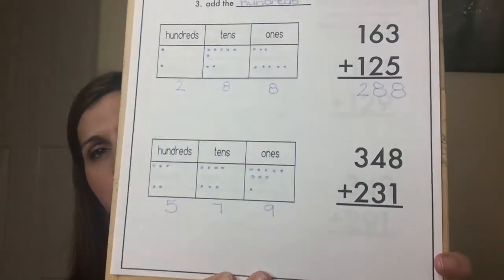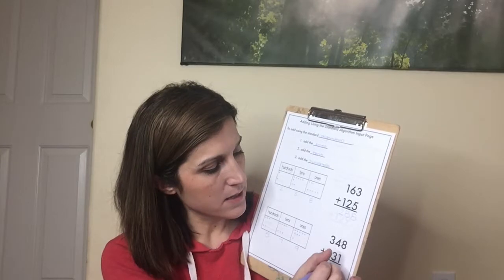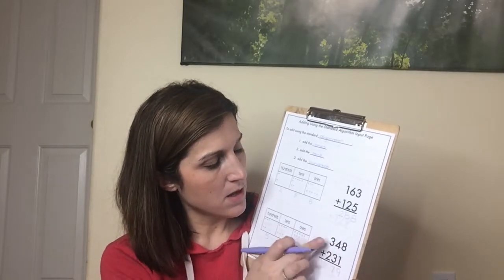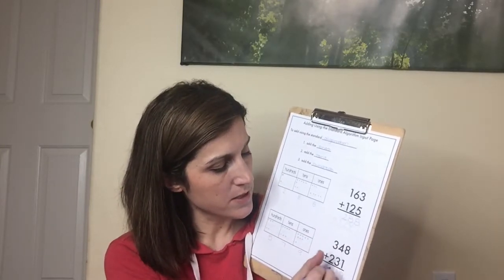Okay, I'm going to count these up. So in my ones, I have 9. In my tens, I have 7. And in my hundreds, I have 5. So I know that my answer is going to be 579. Let's check that with the standard algorithm. Start with the ones. 8 plus 1 equals 9. 4 tens plus 3 tens equals 7 tens. 3 hundreds plus 2 hundreds equals 5 hundreds.